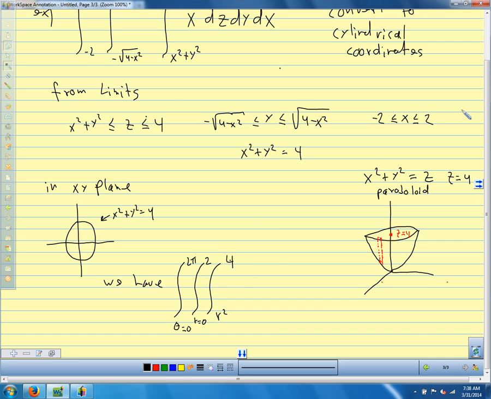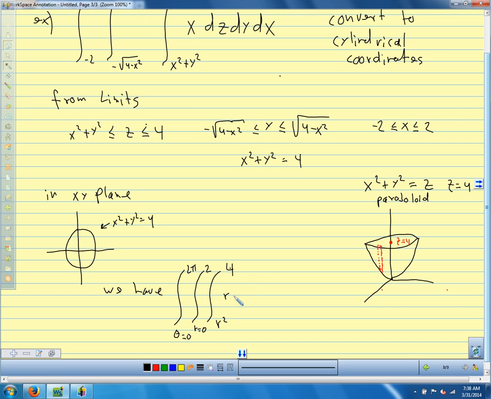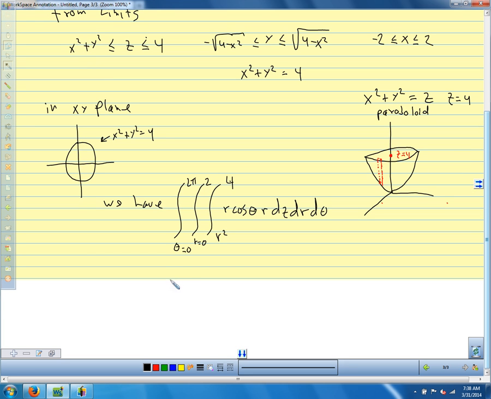And then x in cylindrical coordinates is r cosine theta. And then our dv, our volume element, is r dz dr d theta. So our integral would be 0 to 2 pi, triple integral, 0 to 2, r squared to 4, r squared cosine theta, dz dr d theta. Not a particularly difficult integral to evaluate.